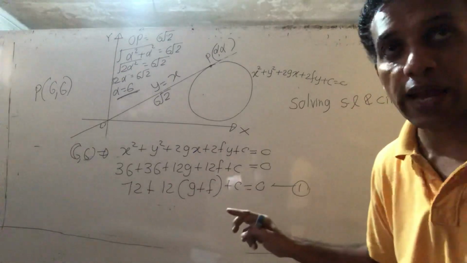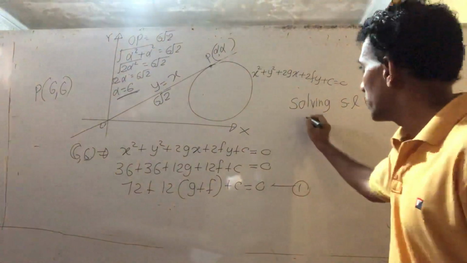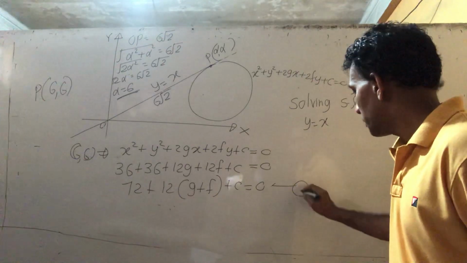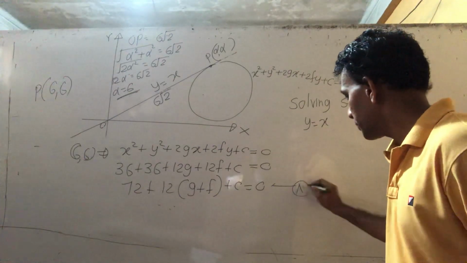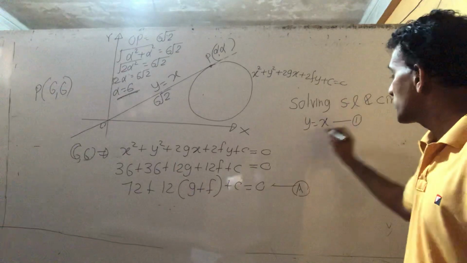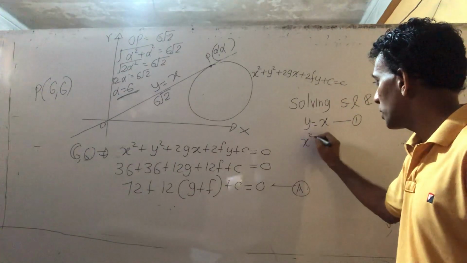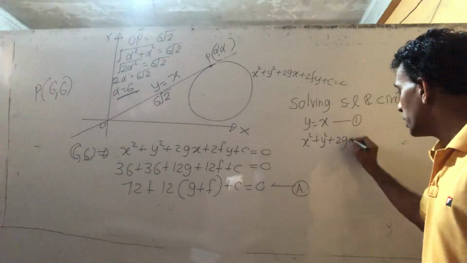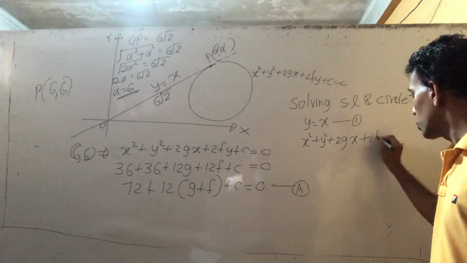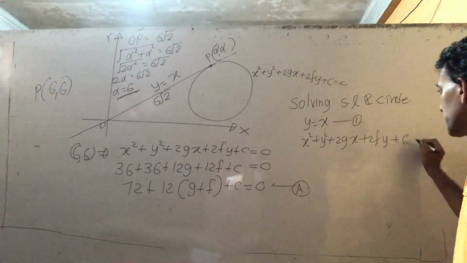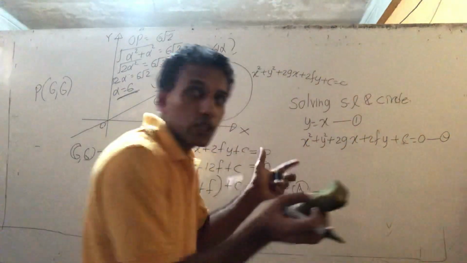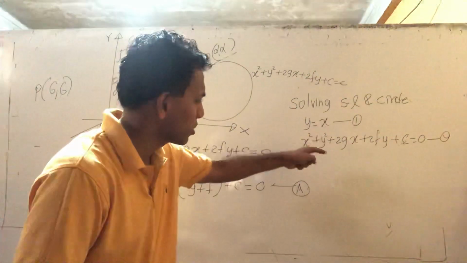Solving the straight line equation with the circle, that is y equal x. If I put y equal x, next x square plus y square plus 2gx plus 2fy plus c equal to 0. Second, now solve these two equations. Let me substitute y for x.